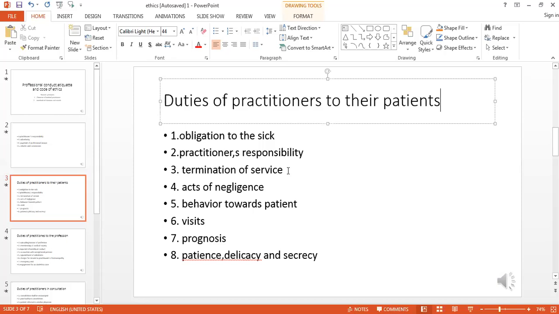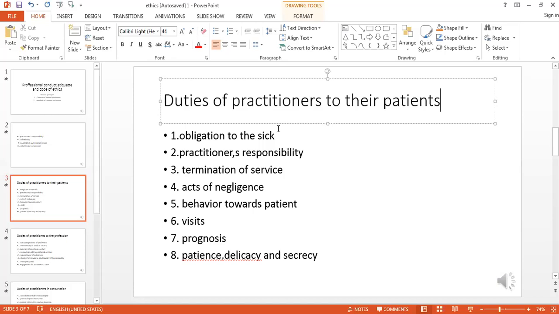Where complete information concerning the facts and circumstances of the case is not supplied by the patient nor by his relative, at that time also you can terminate your service. And if you think that the patient is incurable, with lots of pathological changes, and it is beyond your capacity, you can terminate your service. So these are all the points where you are not obligated to that sick person.